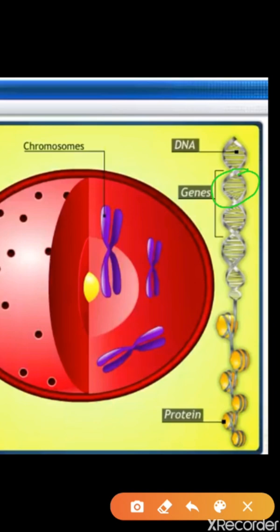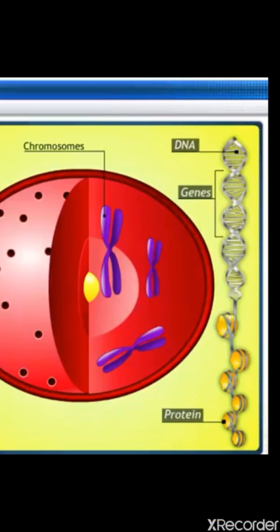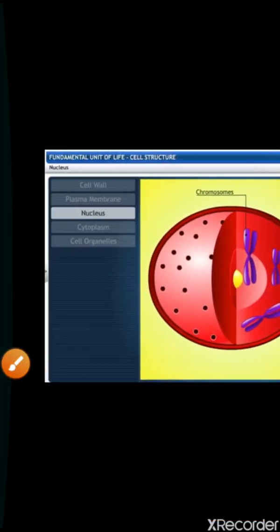That we will be black, if we are taller, if we are shorter. Every genetic information is present in the DNA. DNA means deoxyribonucleic acid. So that's it for the DNA part.